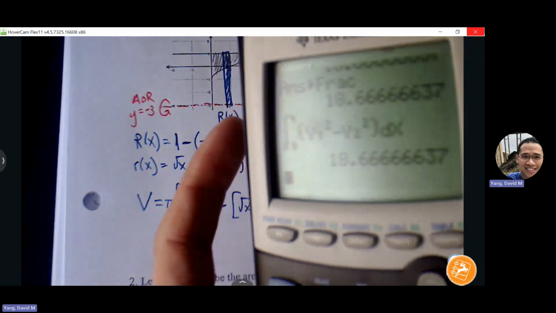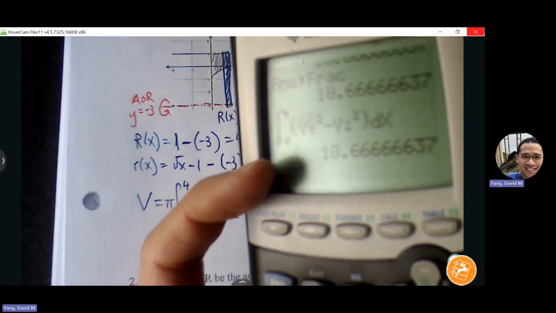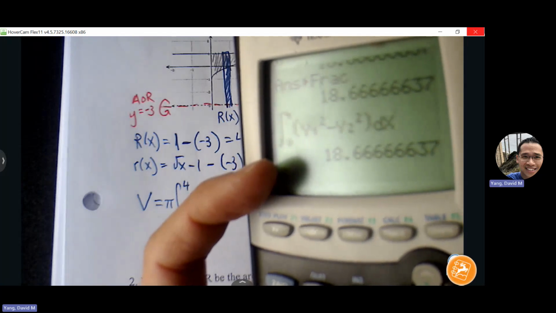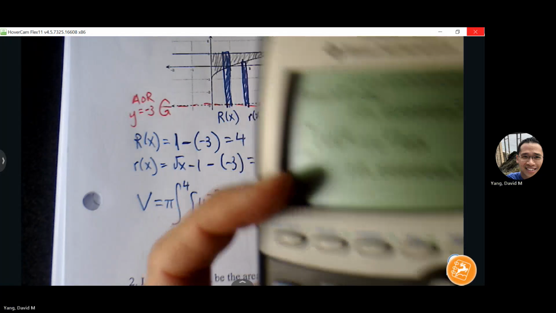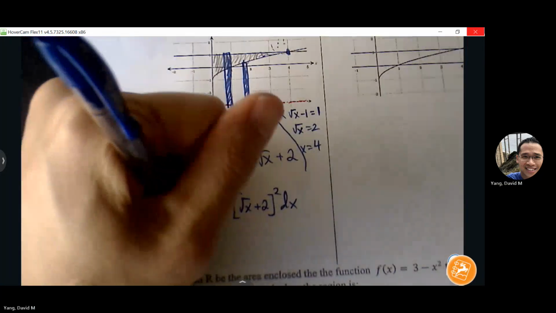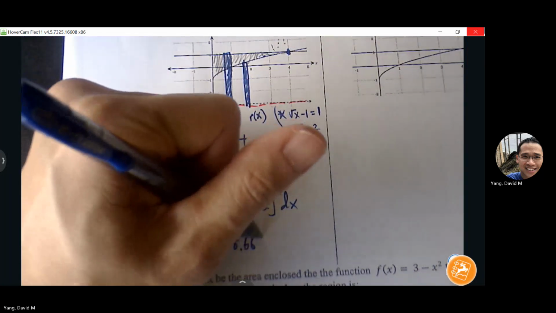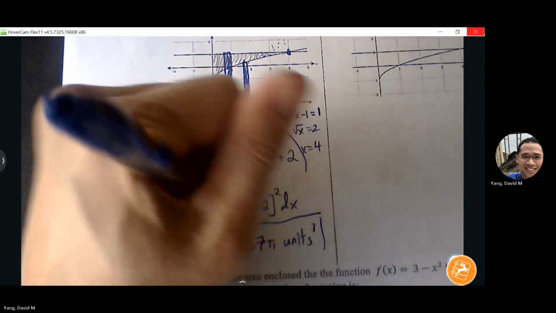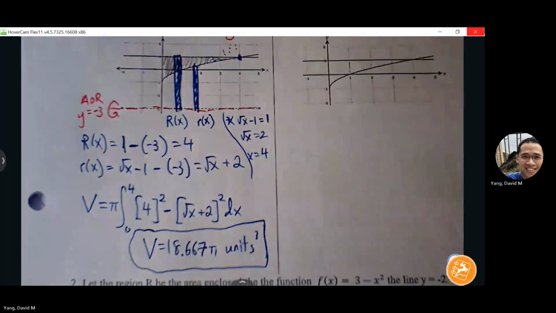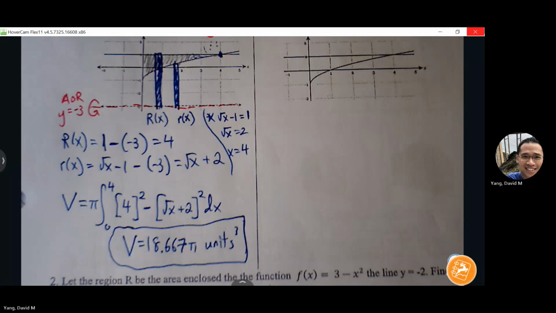If you try to get it into a fraction, it won't change. So you can leave your answer and round it to 3 decimal places: 18.667 cubic units. Any questions with 1A?